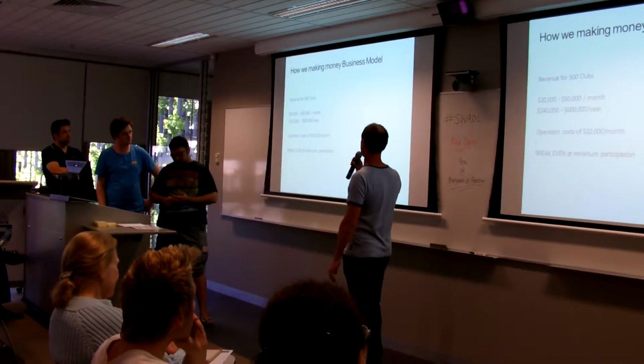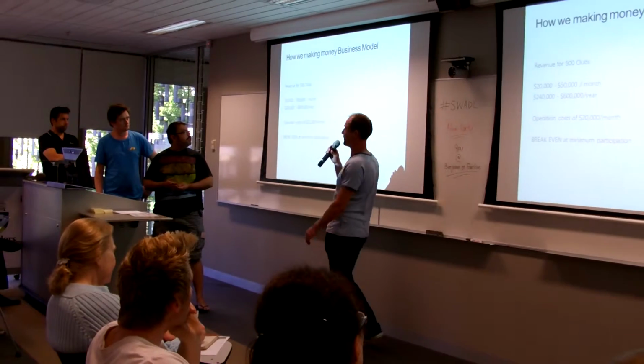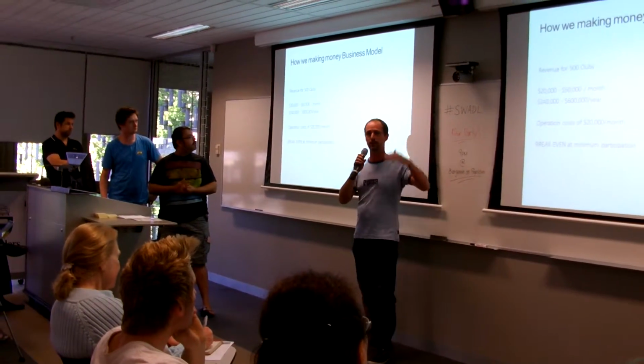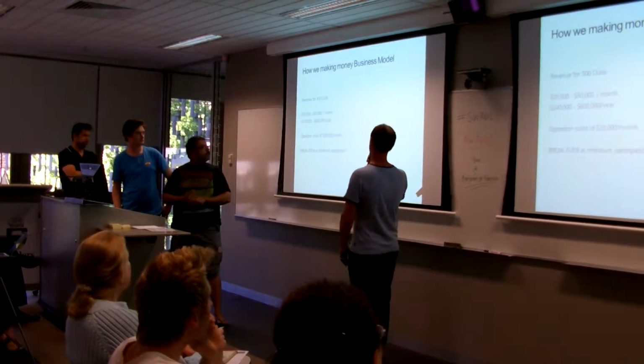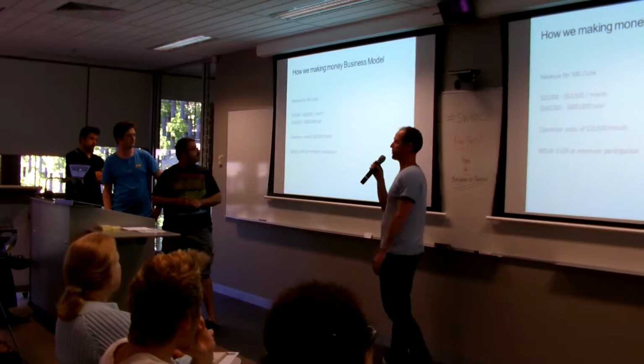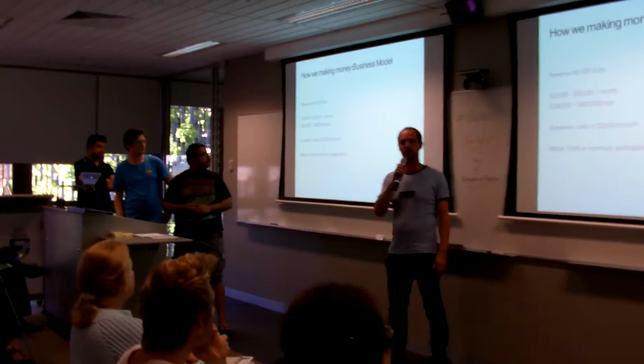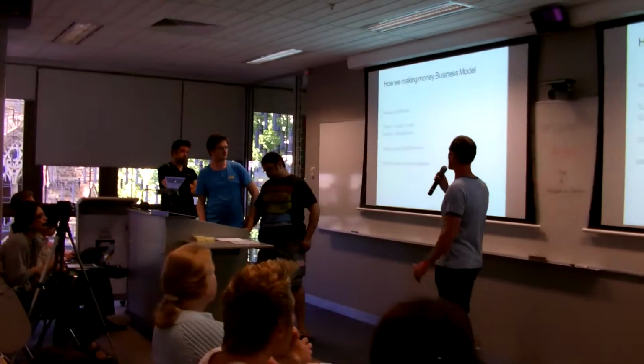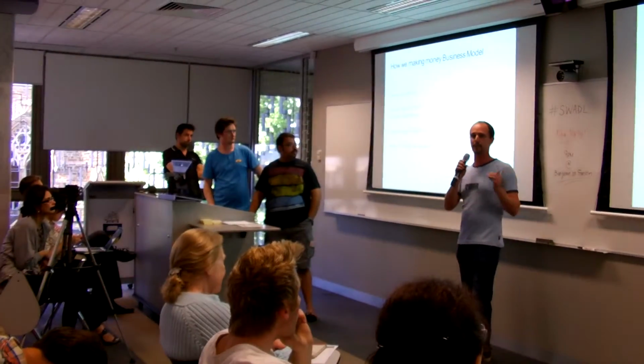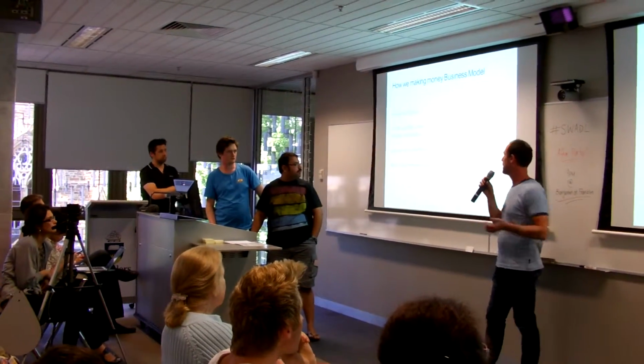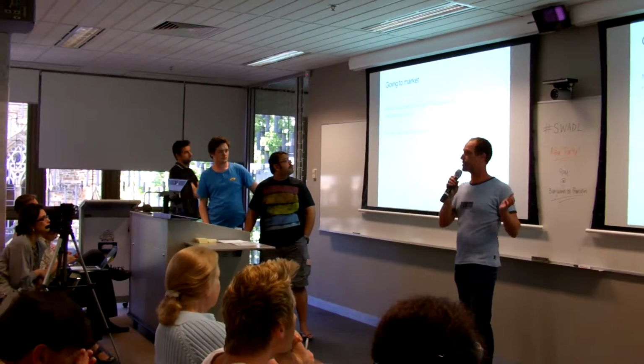What does that mean as far as money is concerned? 500 clubs at the various rates, with some percentages on the different levels of group numbers, we're talking $20,000 to $50,000 a month income, which is $240,000 to $600,000 a year. So we're at break even. With operational costs calculated at $20,000 a month, we're at break even for that minimum participation rate.